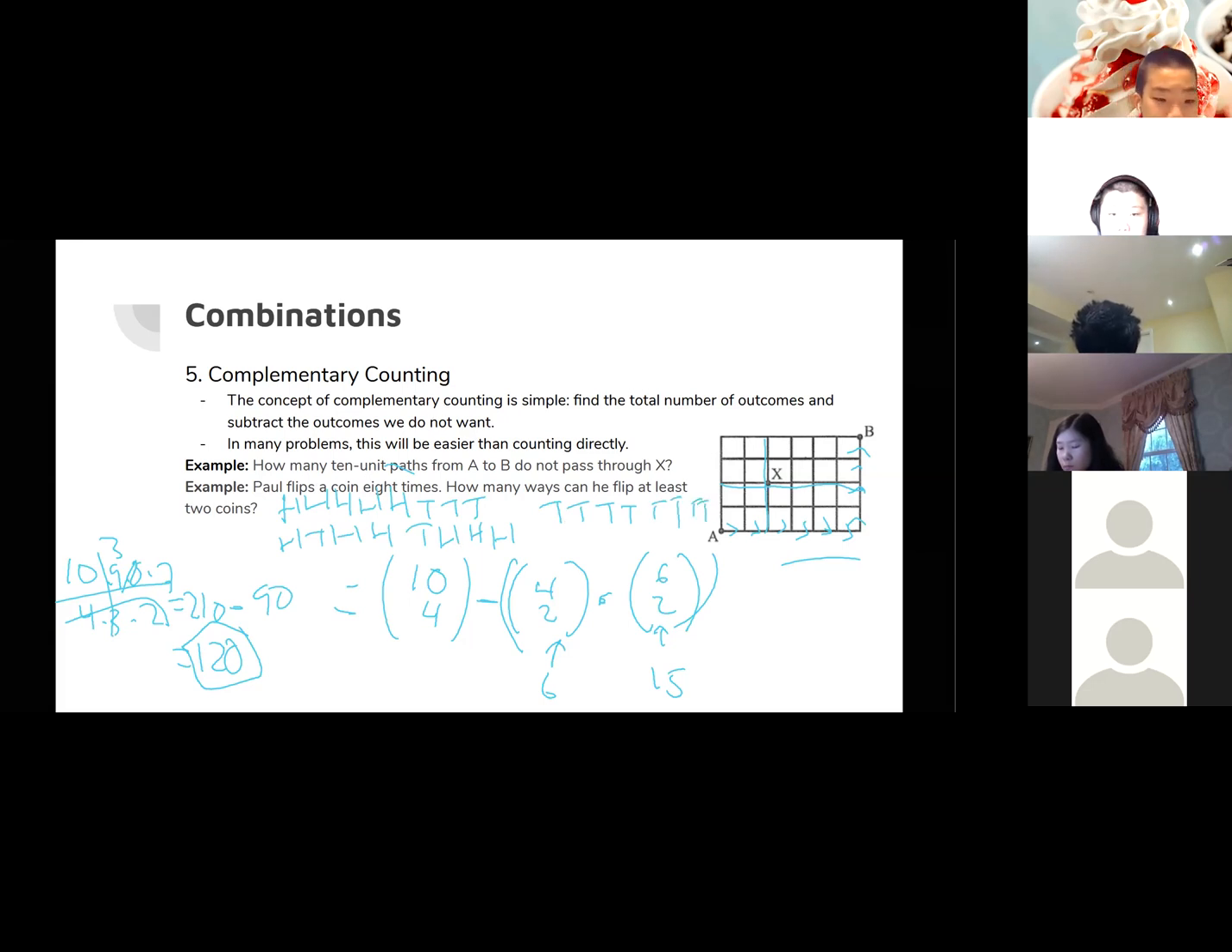Sorry, I did make a mistake here. I'll correct it on the later copy, but this should not be coins. It should be heads. Sorry. So in this case, we'd be counting this one and this one, but not this one. So we're just finding the ways that you can flip at least 2 heads.